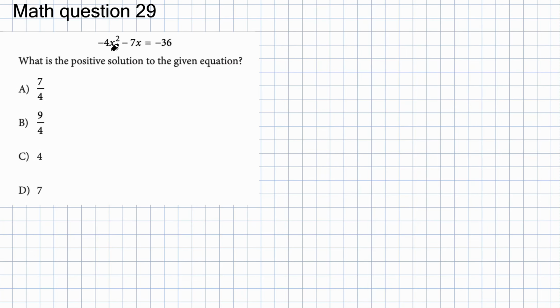Question number 29 is negative 4x squared minus 7x is equal to negative 36. What is the positive solution to the given equation? Whenever you see the word solution in a question, it always means that you have to find the value of the variable. So in this question, I need to find the value of the variable.